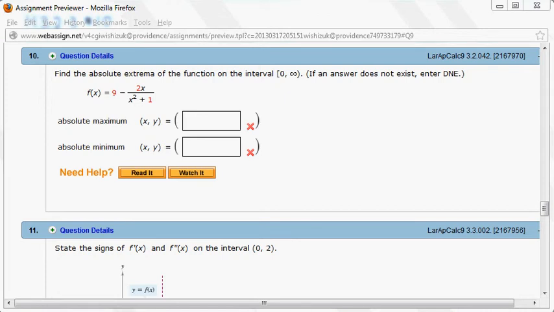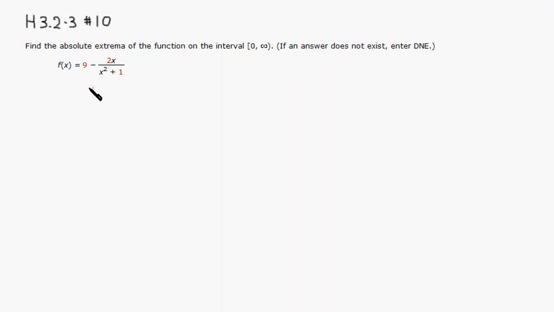Okay, let's look at homework 3.2, 3.3, number 10. All right, so we have this function given, and we want to find the absolute max and absolute min over this interval from 0 to positive infinity. All right, so let's do that. Let's look for a critical number. So we need to find the derivative.